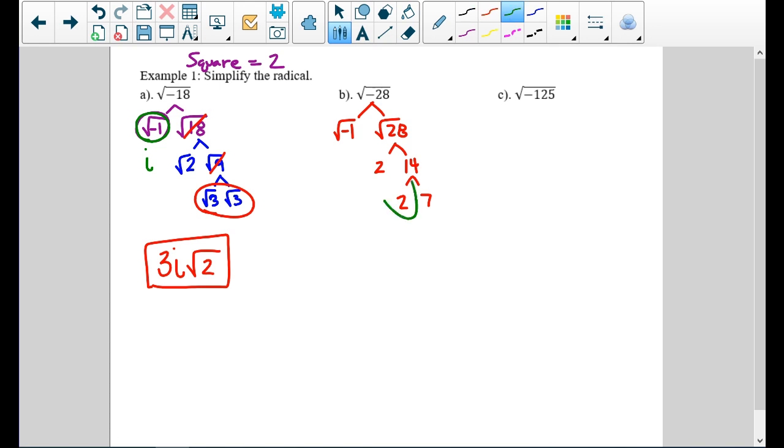Looking for those pairs. Here's a pair of 2's, so that makes a whole 2. This square root of -1 is my i, so i comes out, and what's left? The 7. Make sure it goes back inside that square root because, again, remember, it is a square root of 7. I just didn't write it because, again, laziness, right? So as long as you remember that all these numbers that we are factoring down are square roots, you're good. Okay, so whatever's left goes back in the square root.